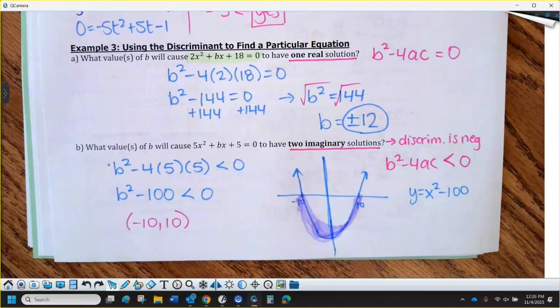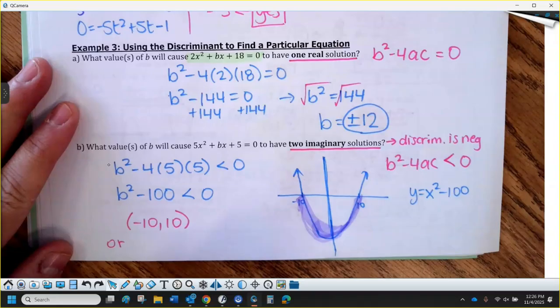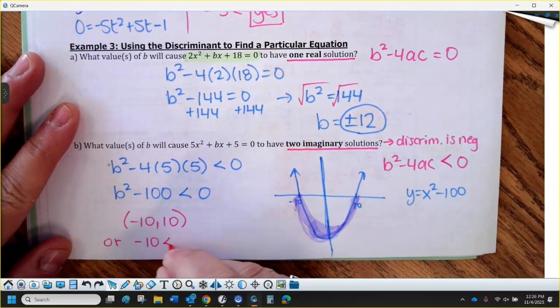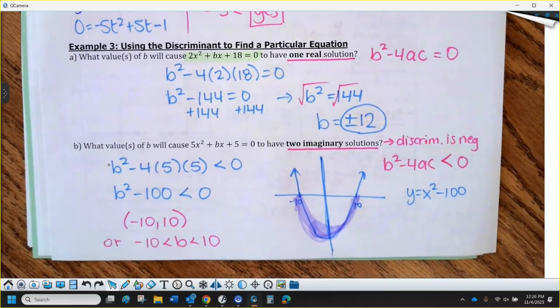Any number between those two, like if I put in -5 or if I put in +4, any of those values, if you put them in for B, it would make your discriminant negative. The other way you could write that, we could just do an inequality. So I could say that the B value needs to be between -10 and 10. So that's just saying B is some number bigger than -10 but less than 10. Any number that falls into that range would make your discriminant negative.